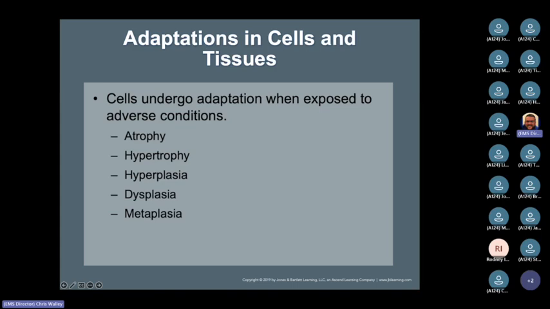So atrophy is a decrease in cell size due to the loss of some subcellular components. Hypertrophy is an increase in the size of cells due to the synthesis of more subcellular components. Hyperplasia is an increase in the actual number of cells in an organ or tissue. Dysplasia is an alteration of the size, shape, and organization of the cells. And metaplasia refers to the reversible cellular adaptation in which one adult cell type is replaced by another.